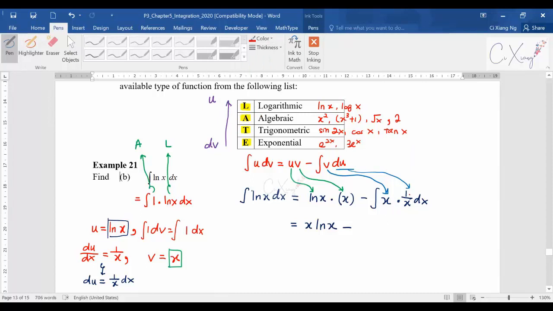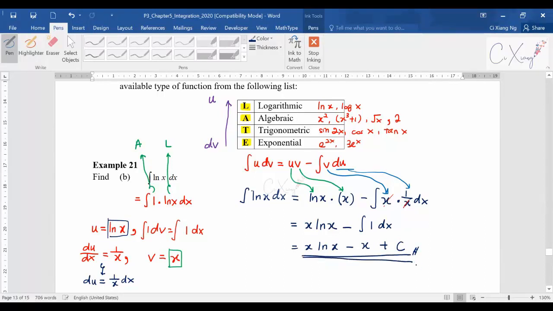Then for x multiplied with 1 over x, you can cancel off both of them. And you need to integrate 1 dx. Integration for 1 dx is very simple. You will get an x and then plus c. So this is your final answer.